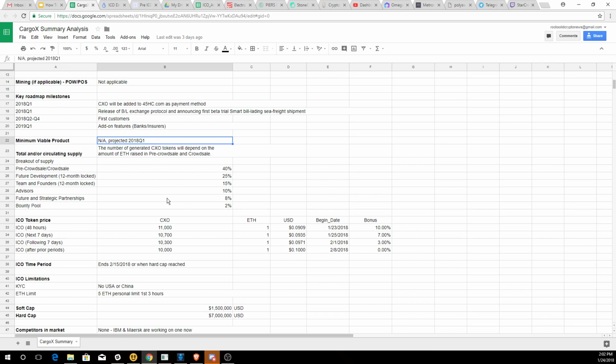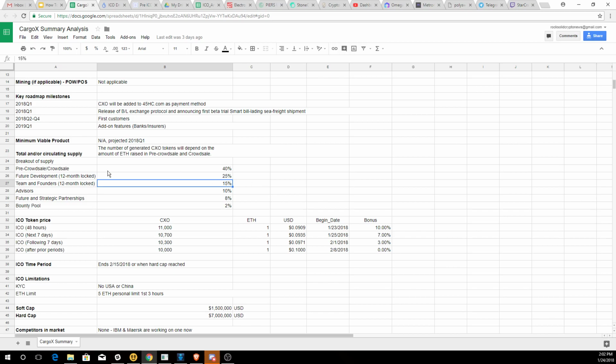Okay, so this is the breakout of the total and circulating supply of CXO CargoX tokens. Looks like the crowd sale, the ICO pre-sale and private placement is going to make up 40%. So that's how much is going to be circulating in public after they complete the ICO. Okay, that's fine. They've locked up 25% for future development.